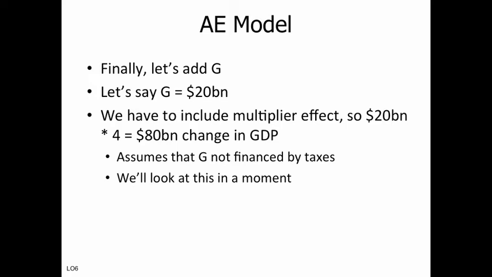So this extra level of spending, there's $20 billion in government spending, multiplied by 4 would create an $80 billion change, or increase in this case, in real GDP. That assumes at this point that that extra government spending is not financed by taxes, because that would change the situation. We'll look at taxes in a few moments. But a straight increase of government spending of $20 billion with a multiplier of 4 would increase real GDP by $80 billion.